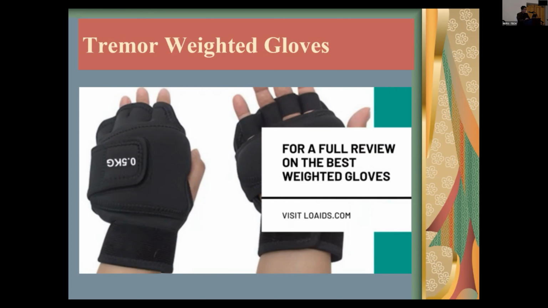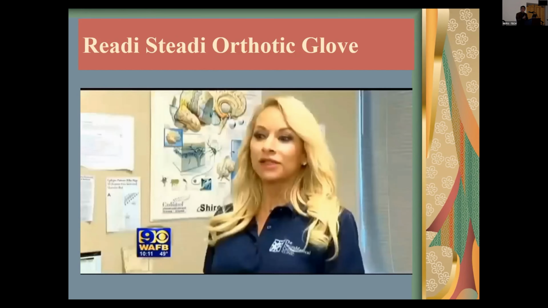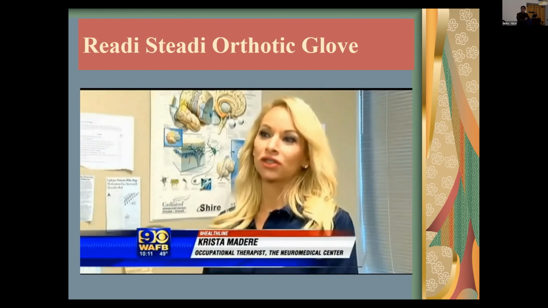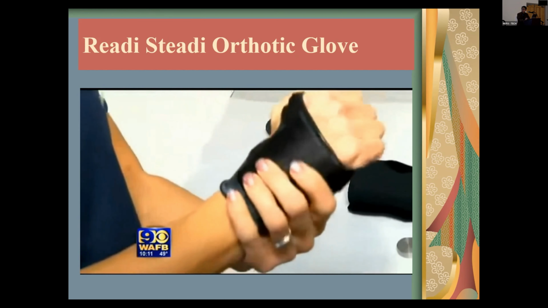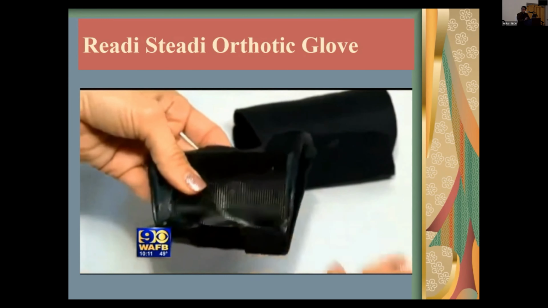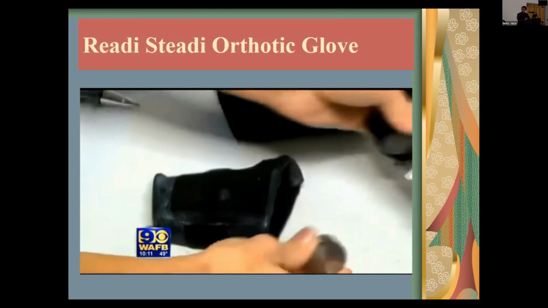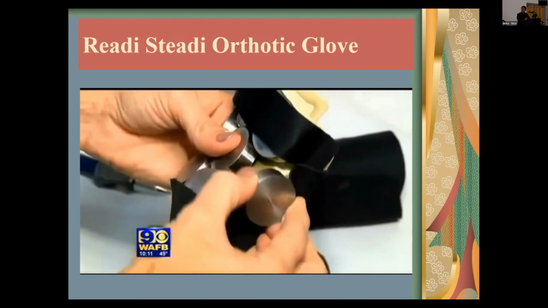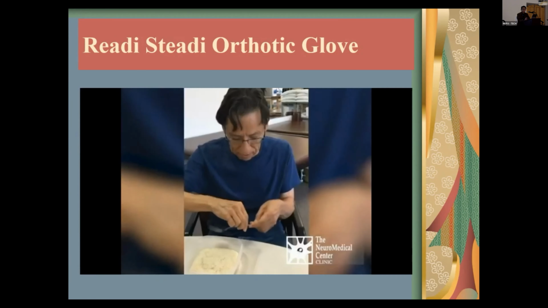And then, for instance, there's this orthotic glove, which can be purchased online, called Ready Steady. It's custom made. It's moldable and fitted to the patient's hand and does not restrict range of motion. They have full finger, full wrist range of motion. And it's also easily customizable. Different amounts of non-toxic weight can be added or taken away depending on disease state, medication changes, and other factors.